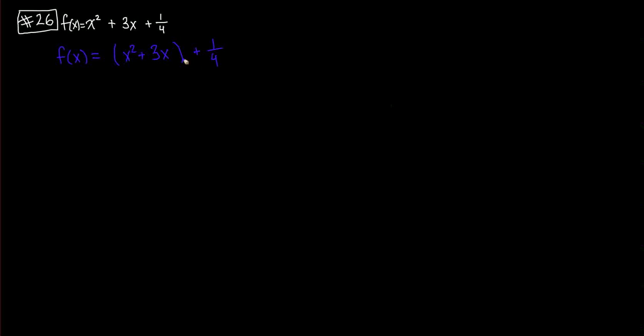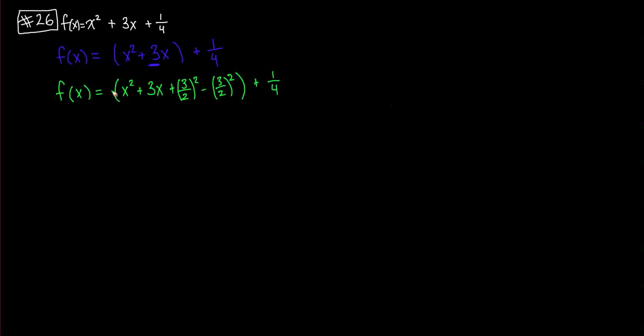Okay, now we have to add and subtract half of the coefficient of x, squared, in the parentheses. So, this is what we do. f of x equals x squared plus 3x. So, 3 is the coefficient of the x term. So, we're going to add 3 over 2 squared, and then we're going to subtract 3 over 2 squared, plus 1/4.